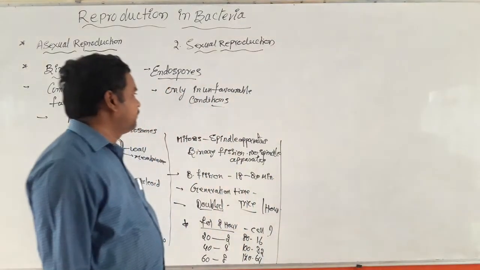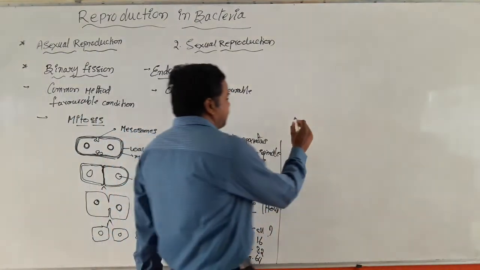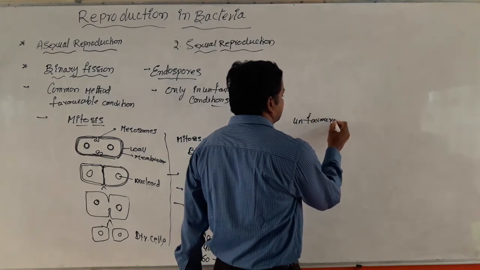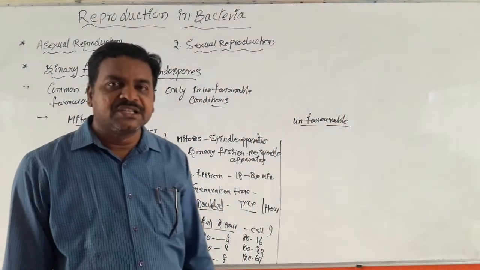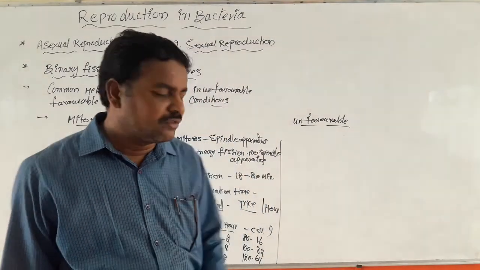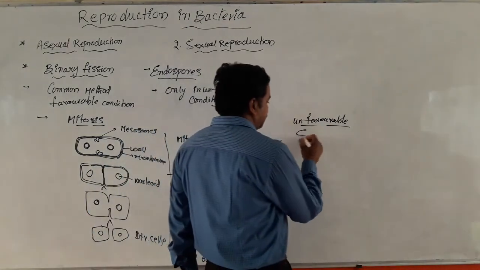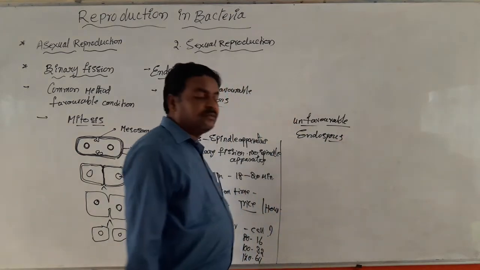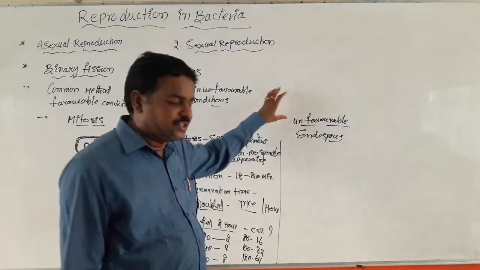Now coming to another point, endospores. Formation of endospores takes place in unfavorable conditions. The type of asexual reproduction that takes place in unfavorable conditions, such spores are called endospores. These endospores are formed in some specialized bacterial cells only in unfavorable conditions.